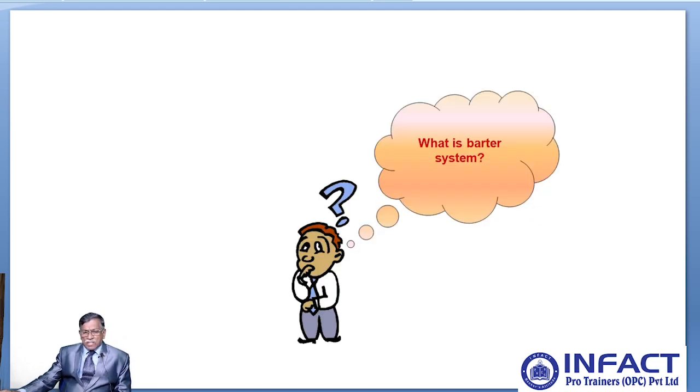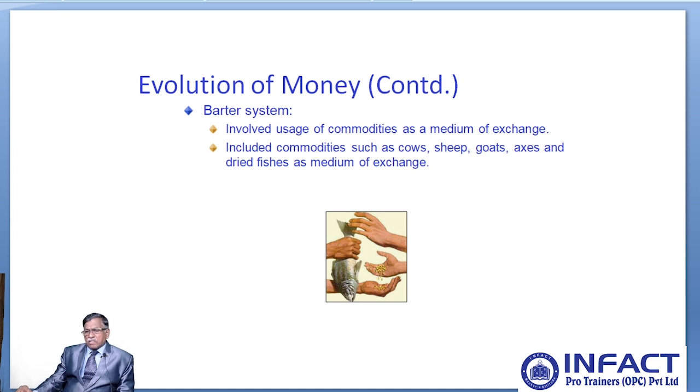What is a barter system? The barter system involved usage of commodities as a medium of exchange. It included commodities such as cows, sheep, goats, axes, and dried fishes as medium of exchange. That is, cows can be exchanged against sheep, sheep against goats, goats against axes, and any product can be exchanged against dried fish. That is why these commodities are called medium of exchange.